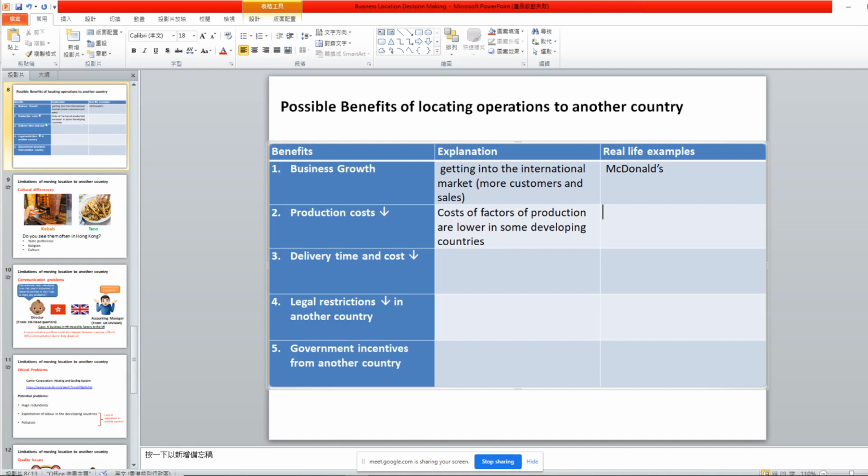And that's why they set up factories in China, okay? Because they want to get cheaper labor, they want to get cheaper materials, right? Because you see here, there are some raw materials in China. They have a huge amount of those resources. So labor, cheaper resources, etc.